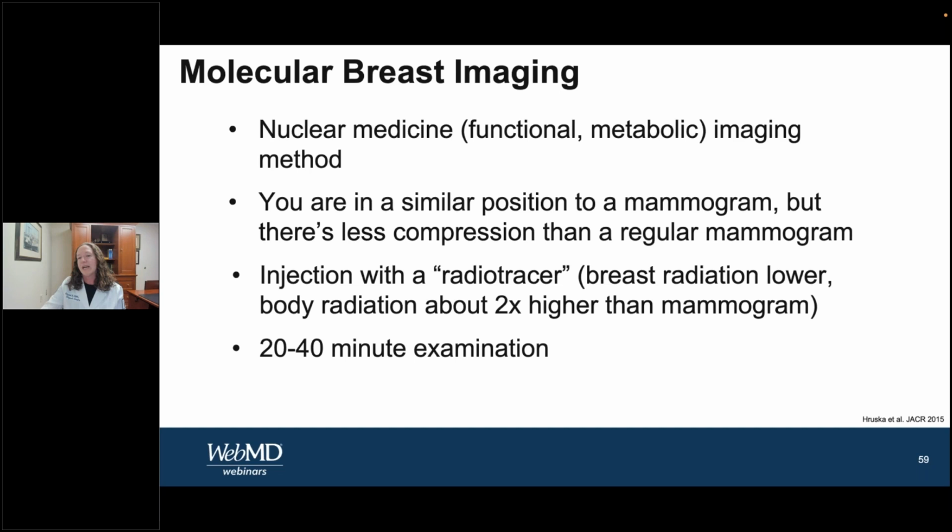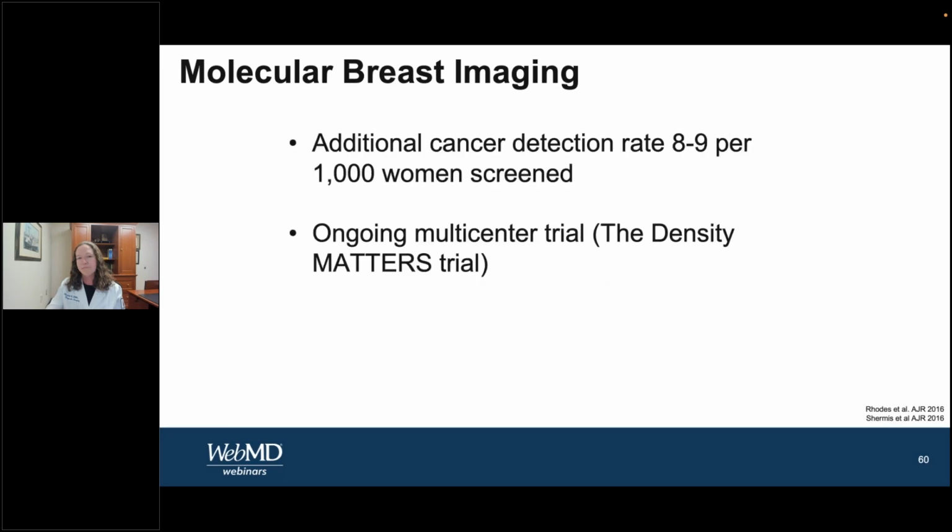And it's important to recognize that the radiation dose to your breast from this type of exam is lower than the radiation dose from a mammogram, but the radiation dose to the rest of your body is a little bit higher because that radiotracer circulates through your body as it makes its way to the cancers. And this is about a 20 to 40 minute examination, so a little bit longer than, for example, a mammogram.